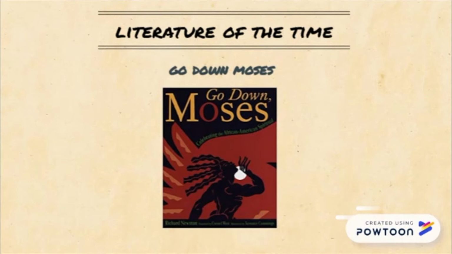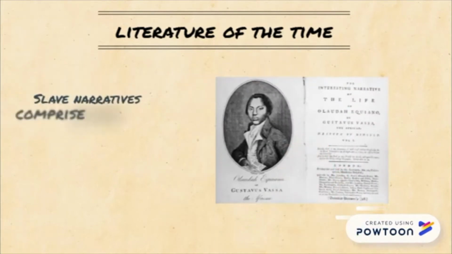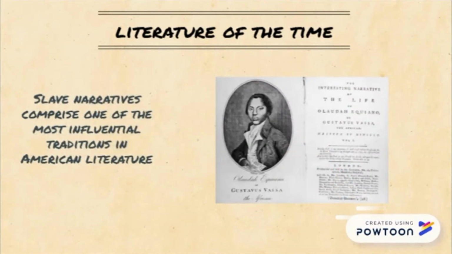Go Down Moses is an American Negro spiritual. It describes events in the Old Testament of the Bible, in which God commands Moses to demand the release of the Israelites from bondage in Egypt. Slave narratives comprise one of the most influential traditions in American literature, shaping the form and themes of some of the most celebrated and controversial writing, both in fiction and in autobiography, in the history of the United States.